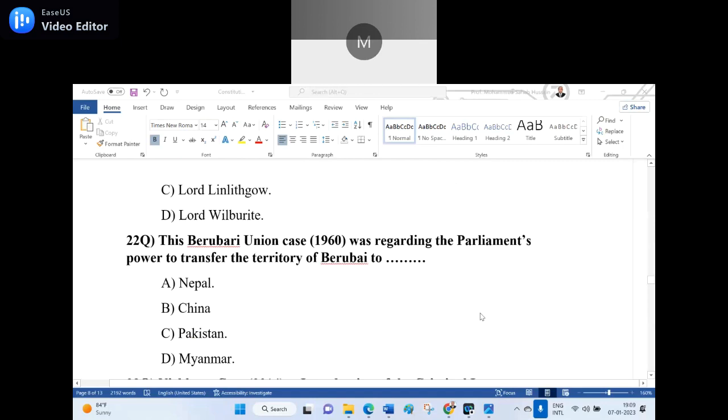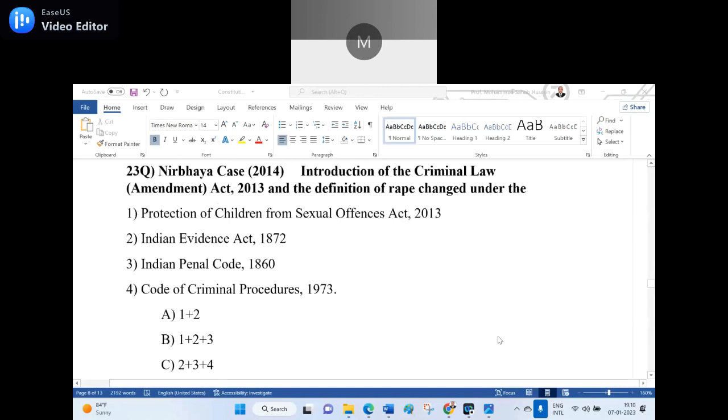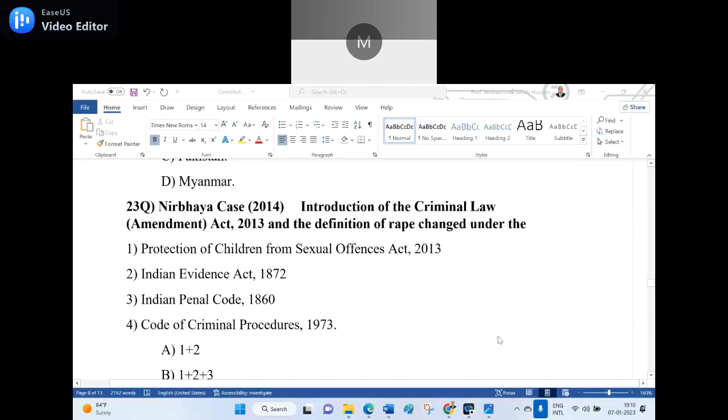22nd question. The Berubari Union case 1960 was regarding the Parliament's power to transfer the territory of Berubari to dash. A. Nepal, B. China, C. Pakistan, D. Myanmar. Pakistan, sir. The answer is Pakistan. C is the right answer. And I told you in the Berubari case law it was said the preamble is not part of the constitution, but later on it was reversed in the Kesavananda Bharati case law, which is called the fundamental rights case.